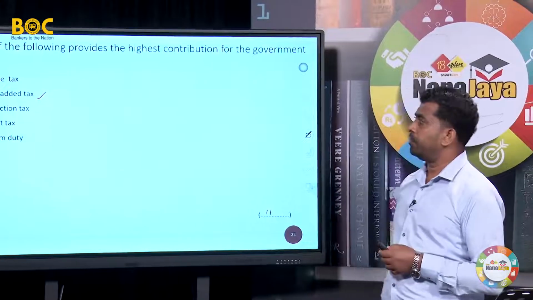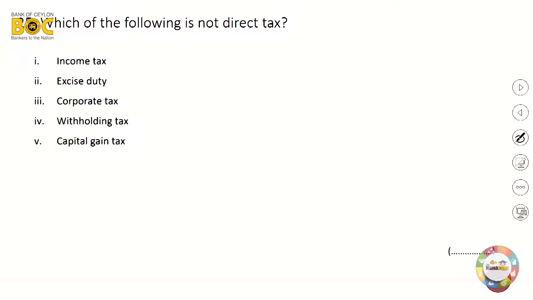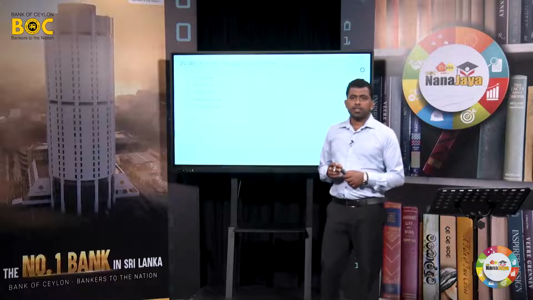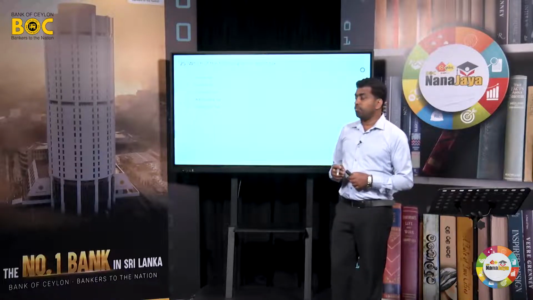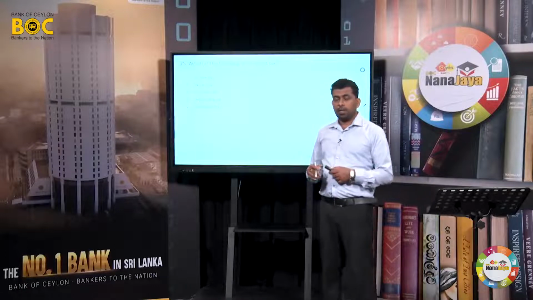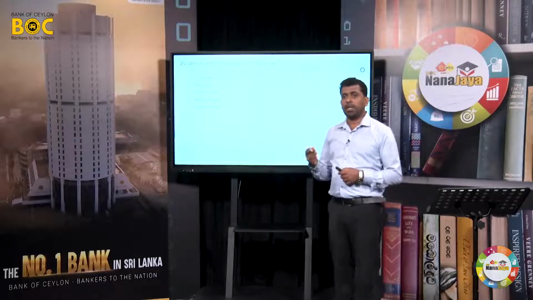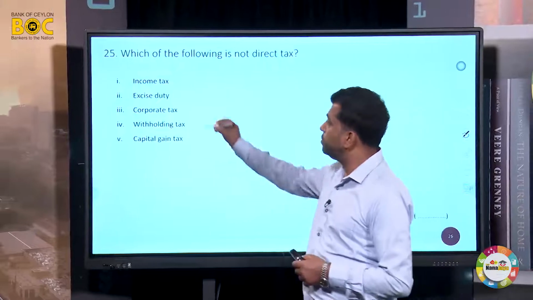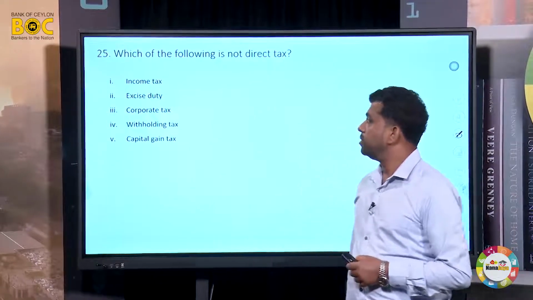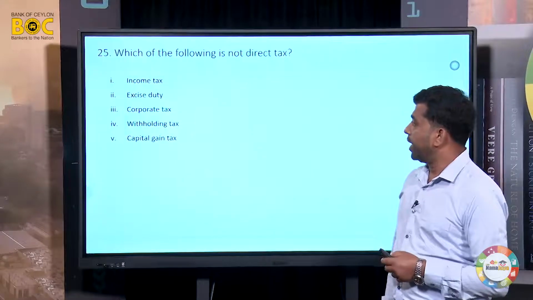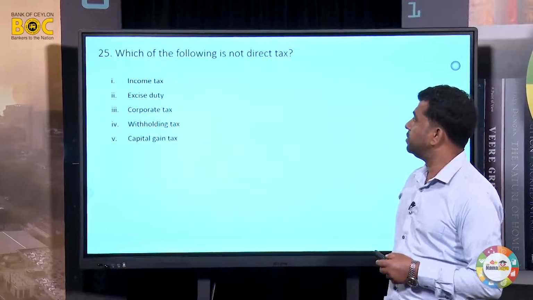Question number 25. Which of the following is not a direct tax? There are two types of taxes, direct taxes and indirect taxes. If the tax burden cannot be shifted to another party, it is a direct tax, and if the tax burden can be shifted to another party, it is an indirect tax. Income tax, the tax burden cannot be shifted to another party. Excise duty, the tax burden can be shifted to another party. Corporate tax cannot be shifted to another party.